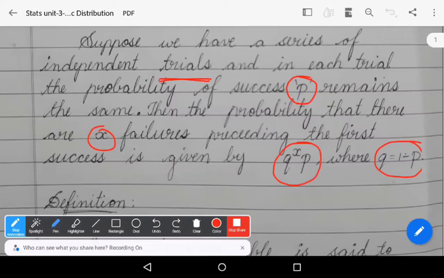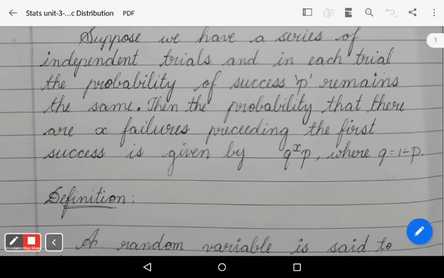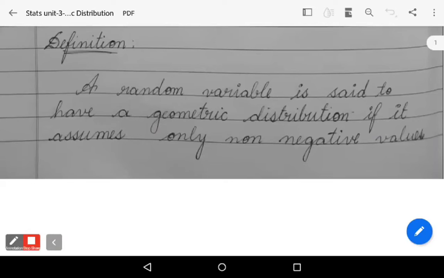You remember that? Suppose we have n independent trials, and in each trial the probability of success P remains the same, and the probability that there are X failures preceding the first success among the n trials is given by Q power X into P, where P and Q are related by Q is equal to 1 minus P. Now let us see the definition of geometric distribution.